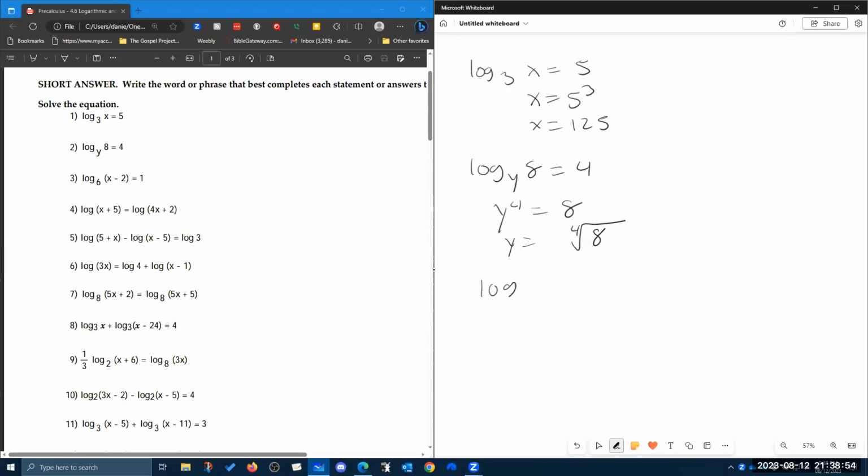Log base 6 of x minus 2 is equal to 1. Then x minus 2 is equal to 6 to the first, which is 6. x minus 2 equals 6, and x is equal to 8.